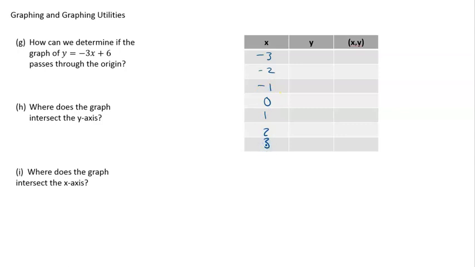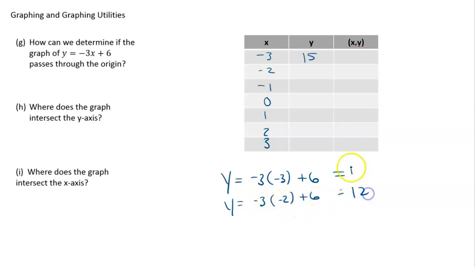And what am I doing? I'm plugging it into y is equal to -3 times -3 plus 6. -3 times -3 is 9, plus 6 is 15. And then for x equals -2, y is equal to -3 times -2 plus 6. -3 times -2 is 6, plus 6 is 12.